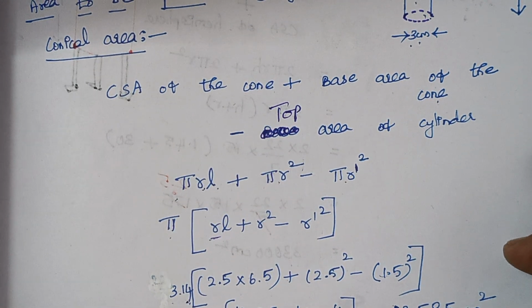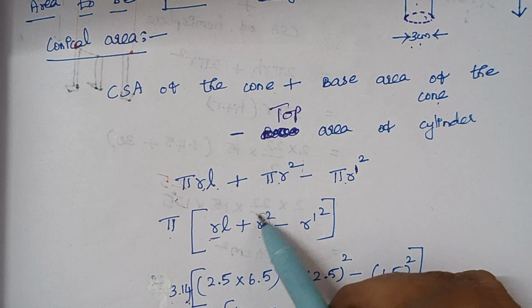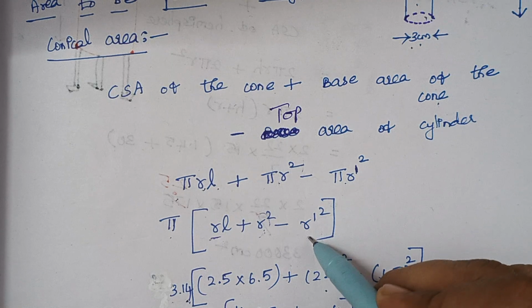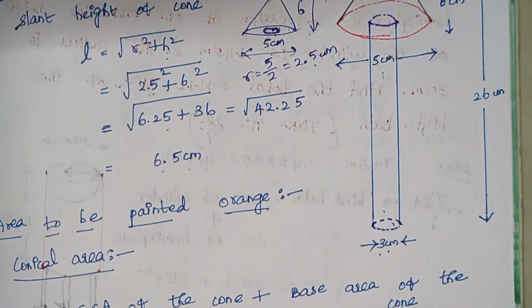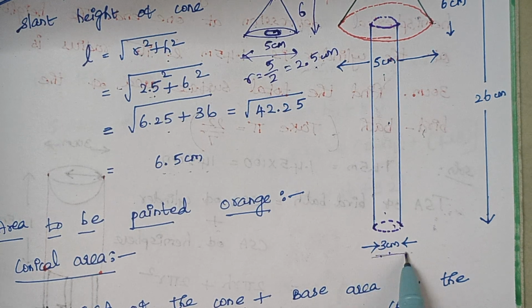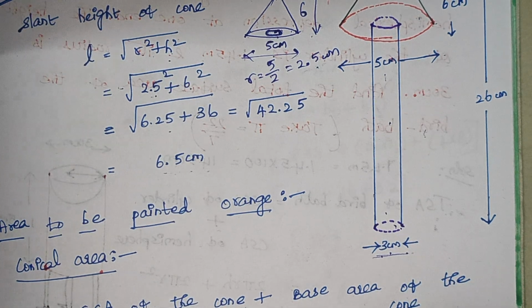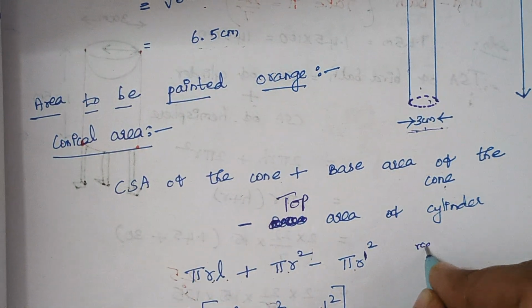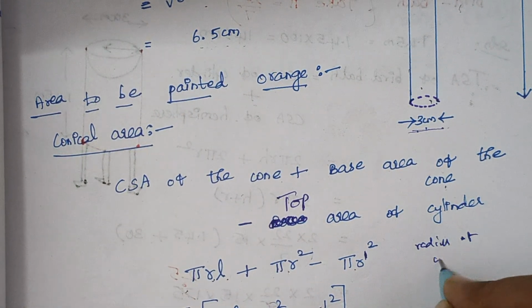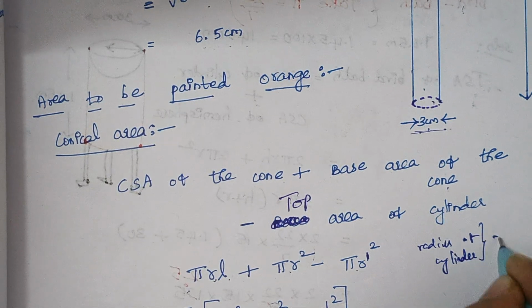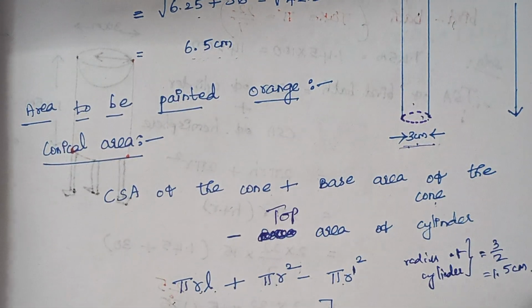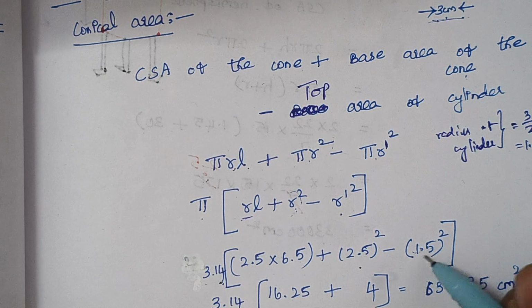So just substitute the values here, right? 2.5 into 6.5 plus again here this r represents the radius of the cone. So again the value is 2.5, and here r dash represents the radius of the cylinder. So here in cylinder 3 centimeter is the diameter, right? So what about the radius? It is 3 by 2. So radius of the cylinder is nothing but 3 by 2, which is equal to 1.5 centimeter, right? So just substitute the value as 1.5 here.